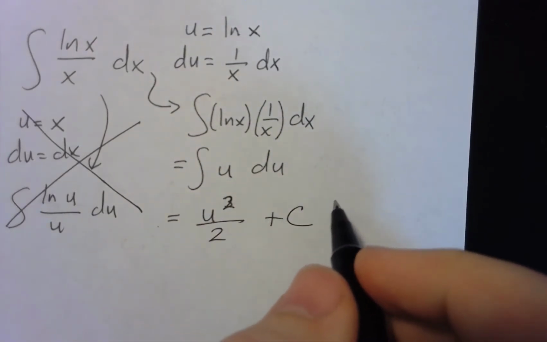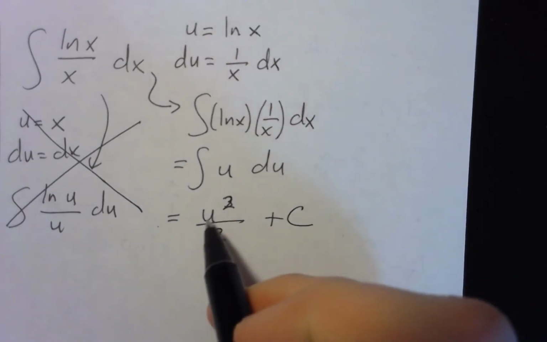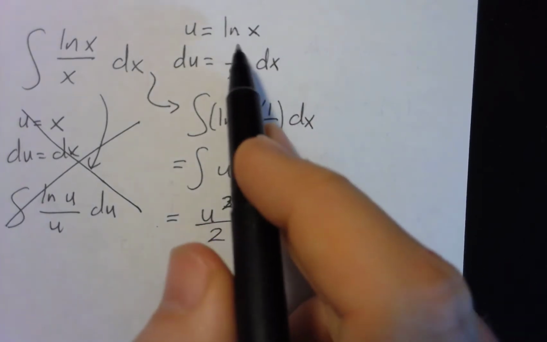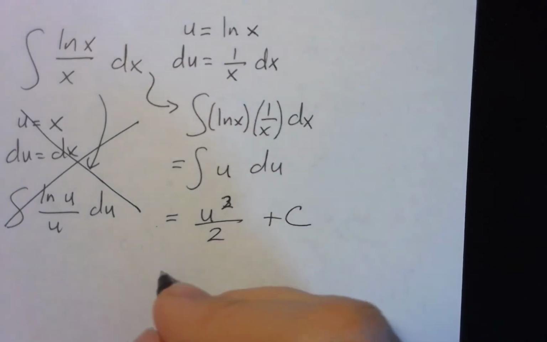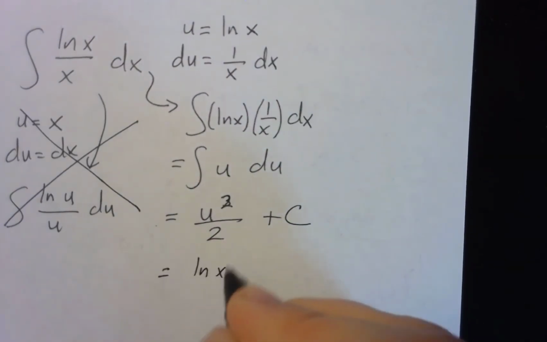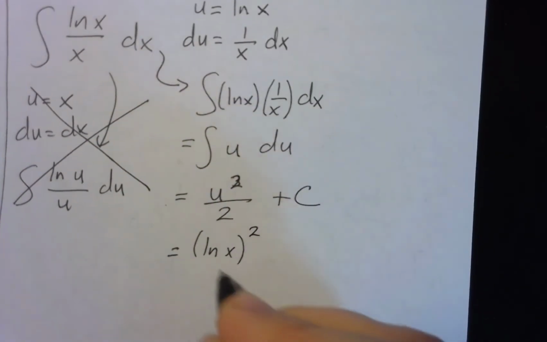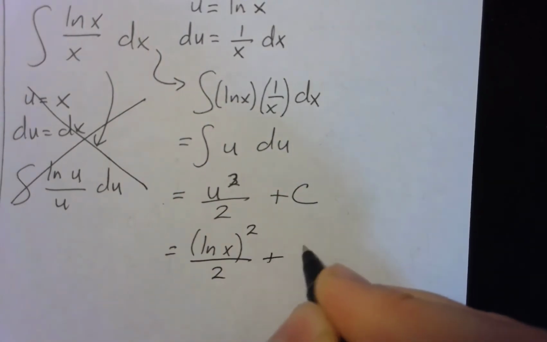Don't forget, every time that you do the integration, you must do your back sub. If you have a u left in your answer, you have to back sub to what x was. So in this case, I'm going to end up with natural log of x. I'm going to throw it in parentheses and square it, divide it by 2, and add c.